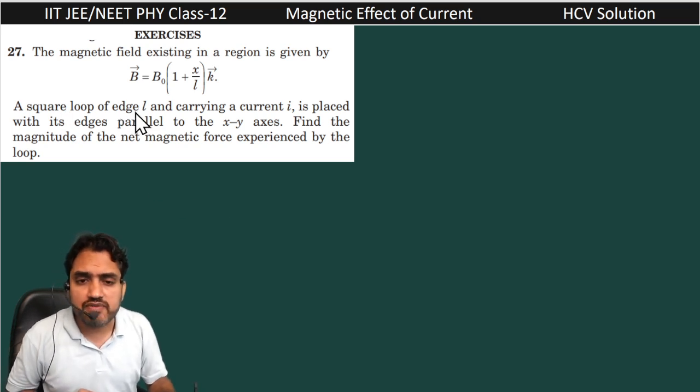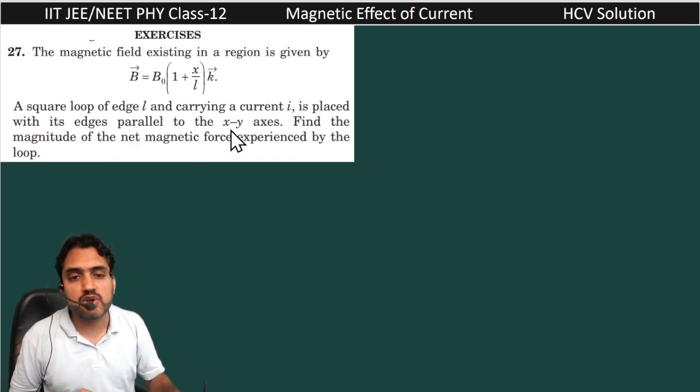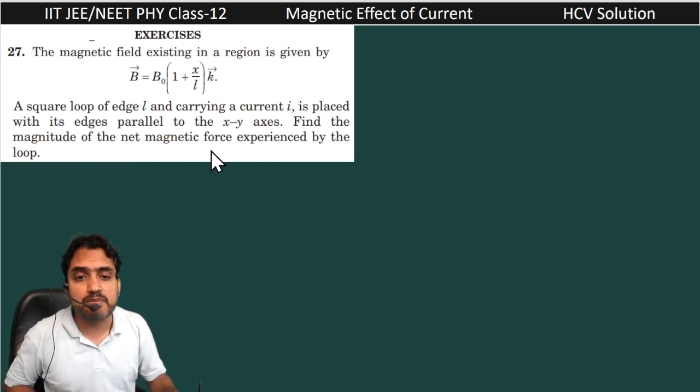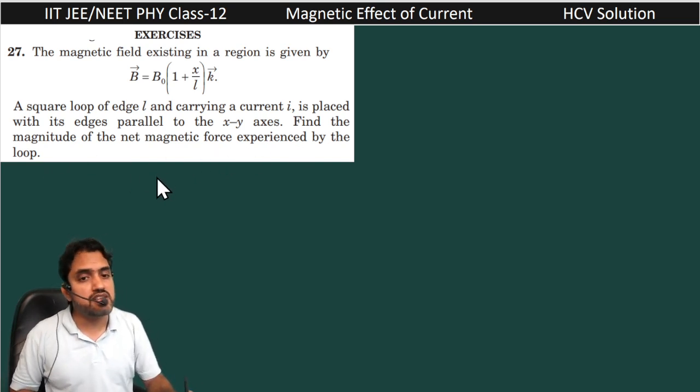A square loop of edge L carrying current I is placed with its edge parallel to the xy axis. Find the magnitude of net magnetic force experienced by the loop.